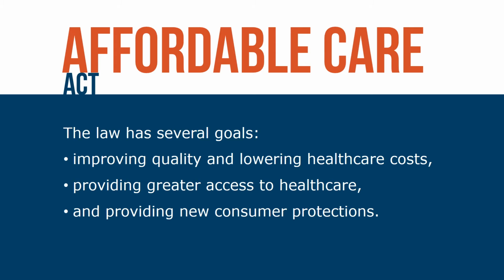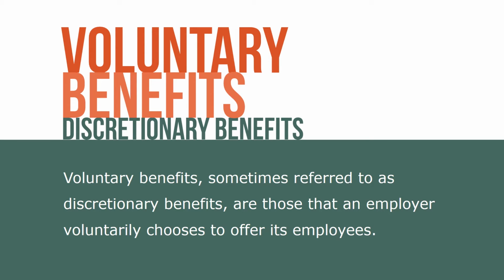Under these provisions, employers will need to offer affordable health care coverage to their full-time employees and their dependents, or they might be subject to the employer shared responsibility payment. This penalty and participation in the Act is known as the pay-or-play provisions. Voluntary benefits, sometimes referred to as discretionary benefits, are those that an employer voluntarily chooses to offer its employees.